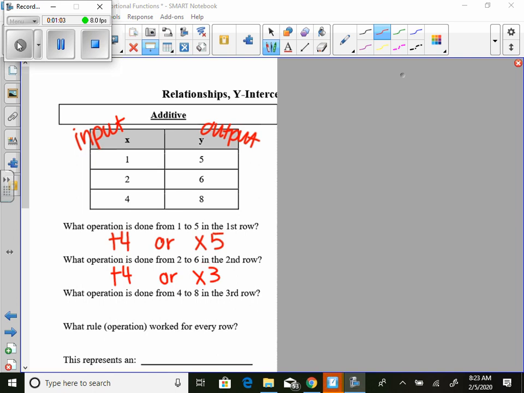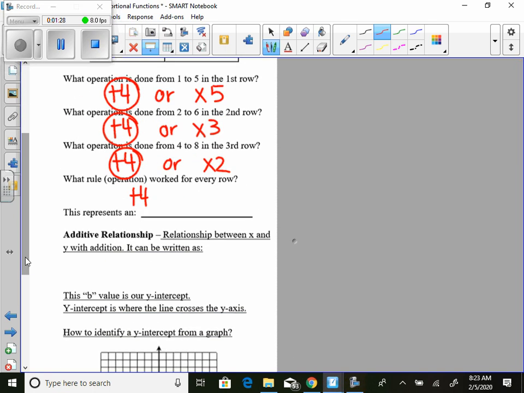The third row has 4 going in and 8 coming out. So the operation could be plus 4, or it could be times 2. So what rule or operation worked for every single row? We can go back and see that it is plus 4 on every single row. So this represents an additive relationship. It is a relationship between x and y with addition.